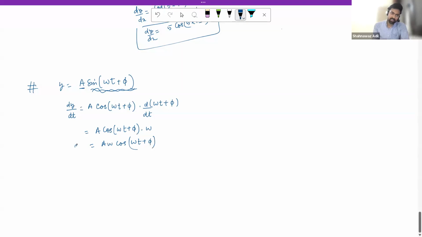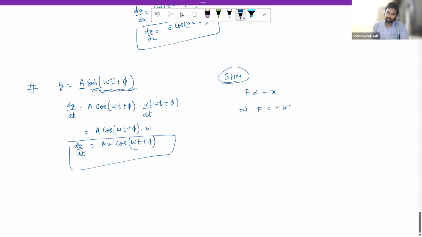You have seen this in SHM. Whenever we have an SHM, the force is directly proportional to minus x. If we write it as F, this is minus kx, and this F is mass into acceleration. Acceleration in terms of distance is the second order differentiation, so I can write it as m x double dot.